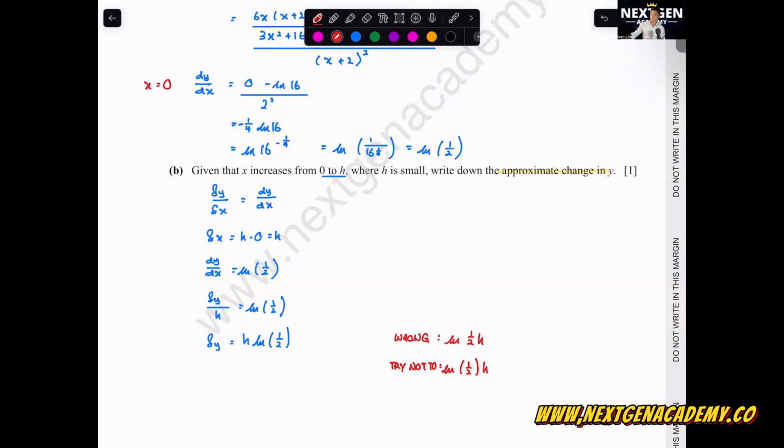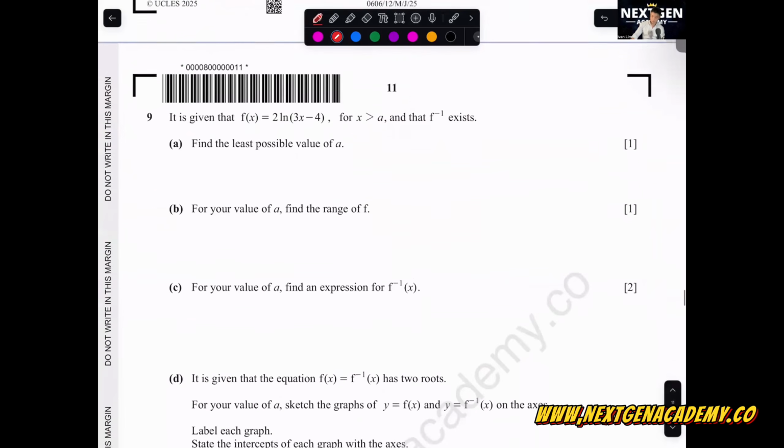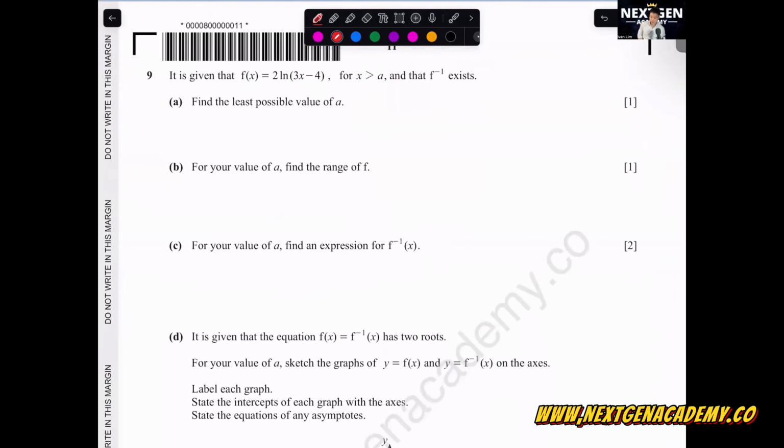Okay, let's go to question number 9. It is given that f(x) equals 2 ln(3x minus 4) for x more than a, and that f inverse exists. Find the least possible value of a.